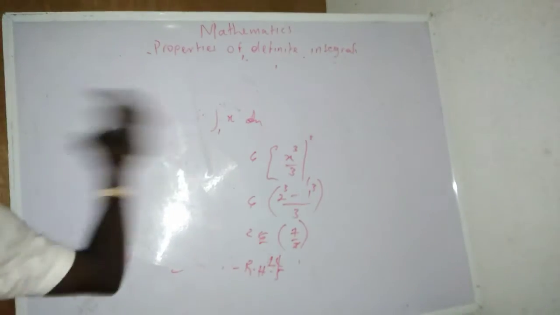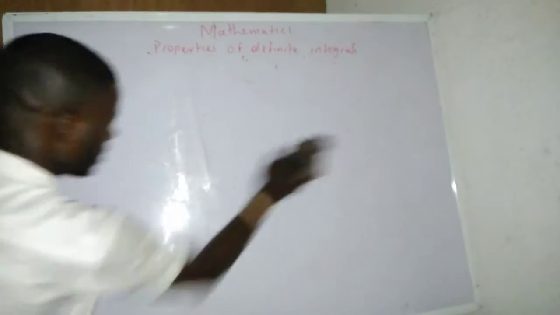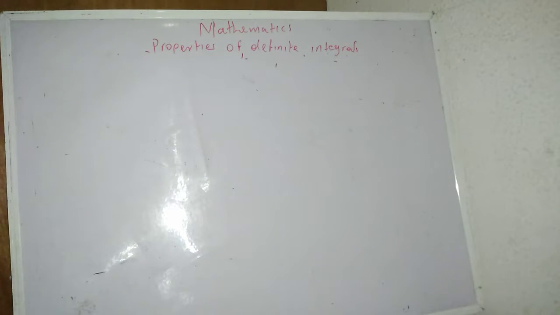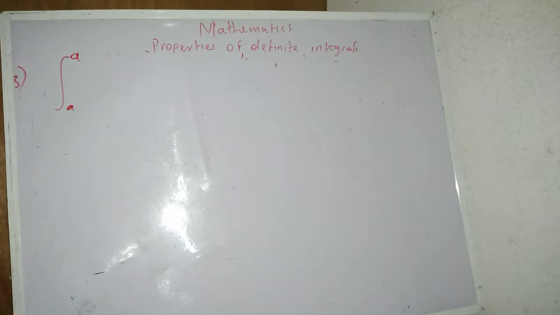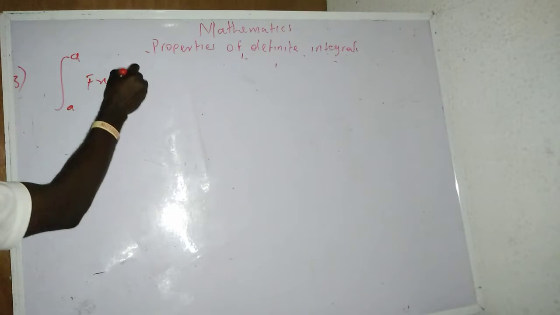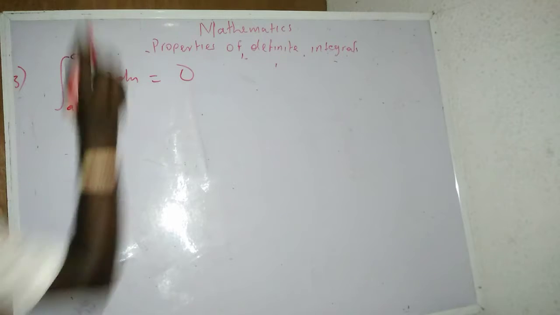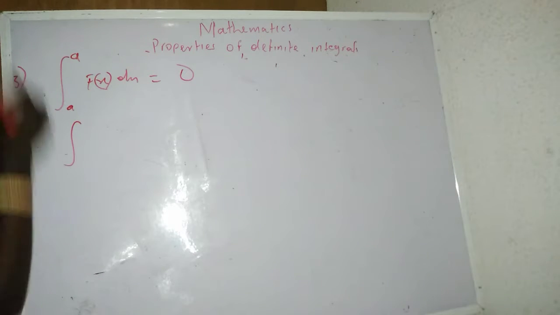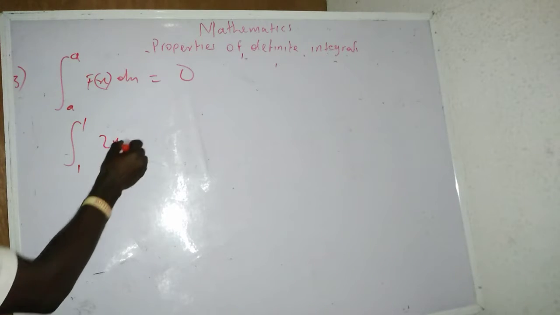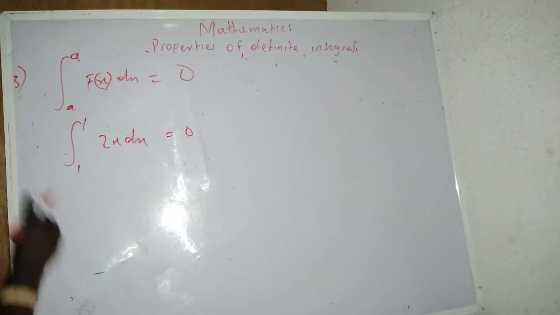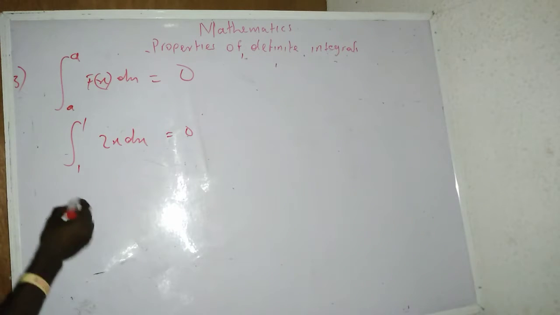Number 3. Property 3. If I have integral property 3, I have integral of a to a of f of x dx. This is all equals to 0. For instance, if I have integral of 1 to 1 of 2x dx, which is to be equals to 0. For instance, let me prove it. Let me see, maybe it will be equals to 0.